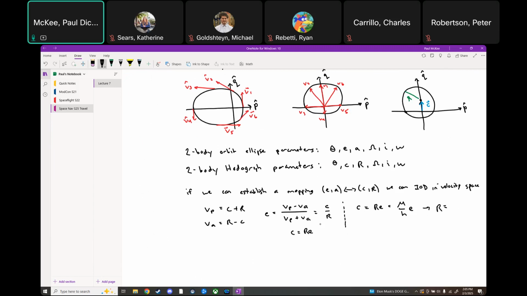So R is equal to mu over H, where H is that specific angular momentum, right? And it's reasonable to assume we could find the specific angular momentum. So if you know C and R, you can find E and the other way around. You can find H, and then we can establish a relationship between H and A. We can go back to the orbit spaceflight mechanics review lecture. There was an equation in there, which I can't pull up right now. But if you know H and you know mu and you know a few other things, you can find A. So that would be our relationship back and forth.